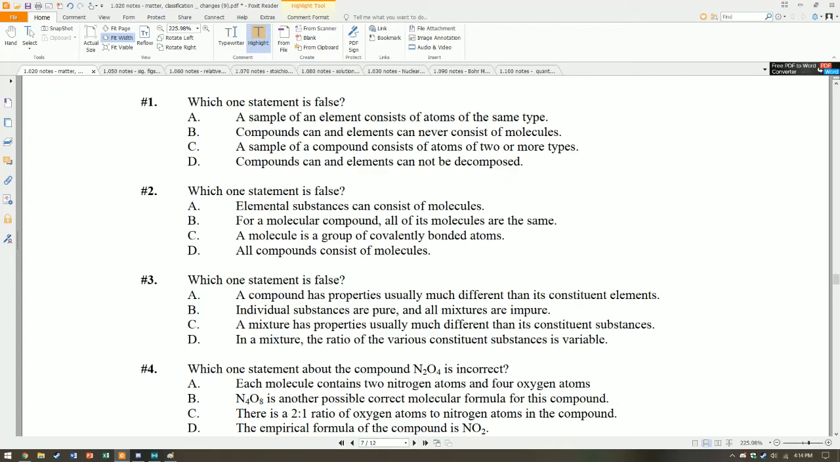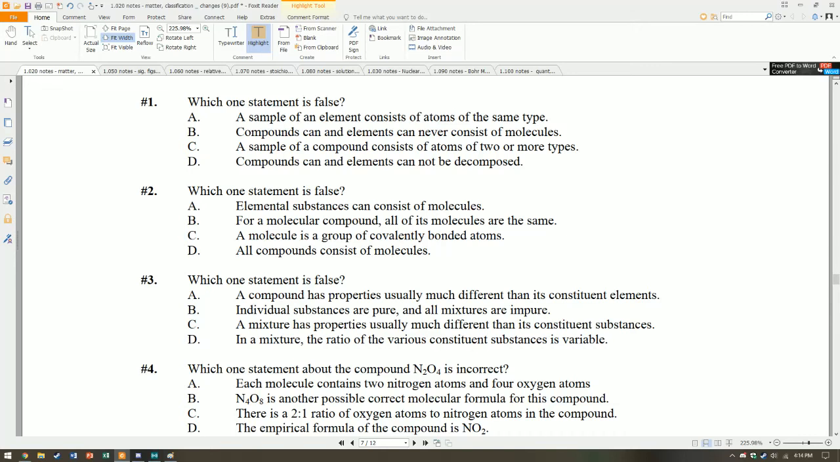Alright, so now that you're back, we're going to quickly do which statement is false. A sample of an element consists of atoms of one type. That's not true. Compounds can and elements can never consist of molecules. No, hang on, let's go back. A sample of an element contains atoms of the same type. That's true. We know that's true.